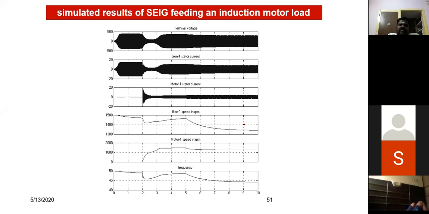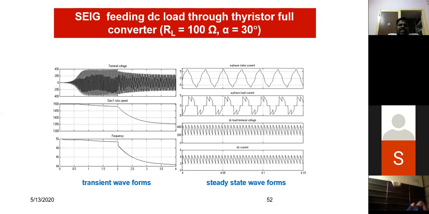SEIG feeding an induction motor load was also tested for water pumping applications. These are the results: the terminal voltage of generator 1 and generator 2, the speed, and the frequency, everything we observed. This is where the thyristor rectifier was connected, and the corresponding variations in the terminal voltage were also observed.